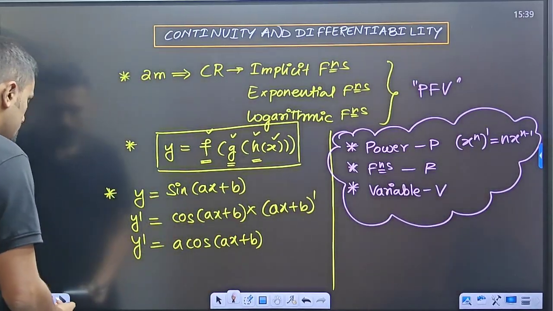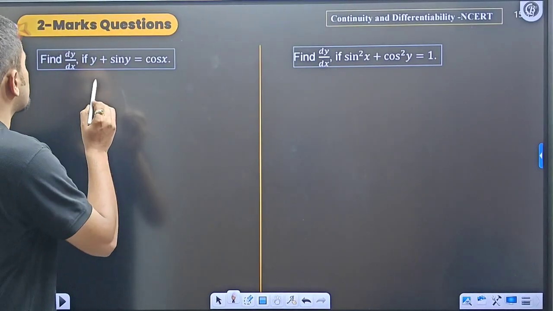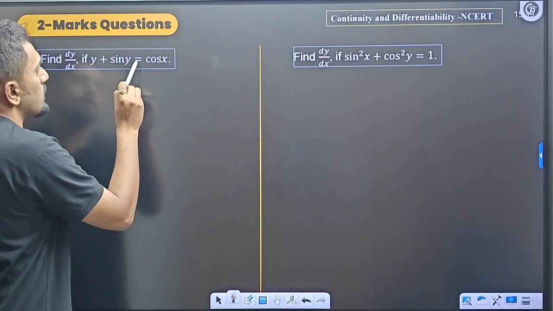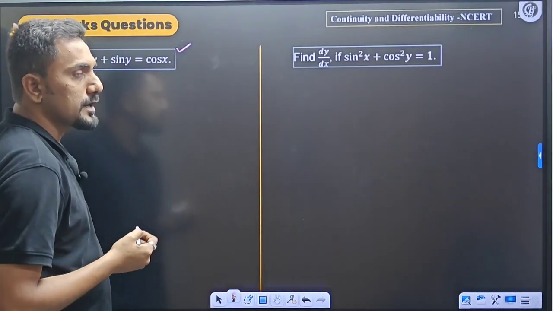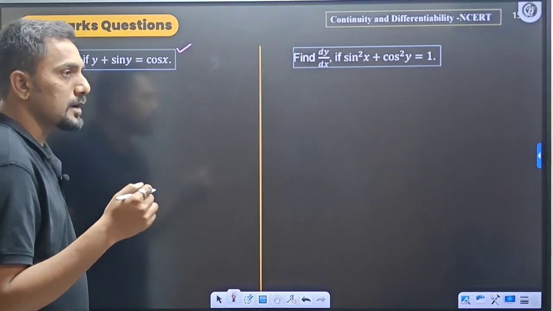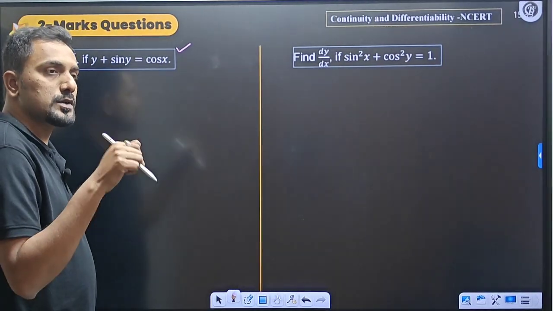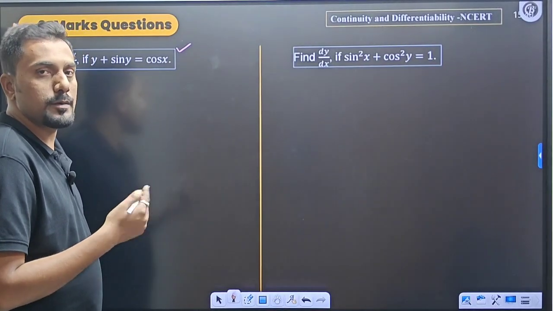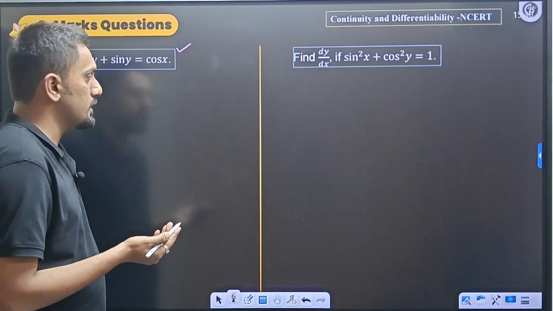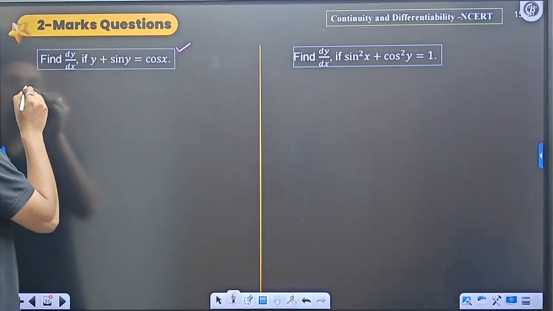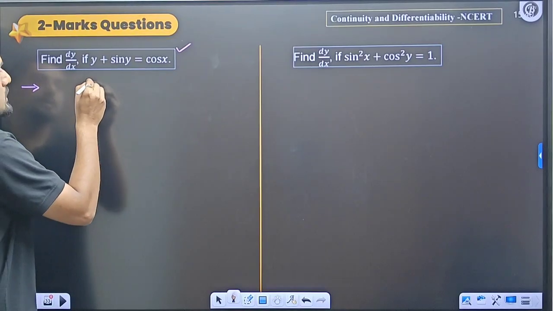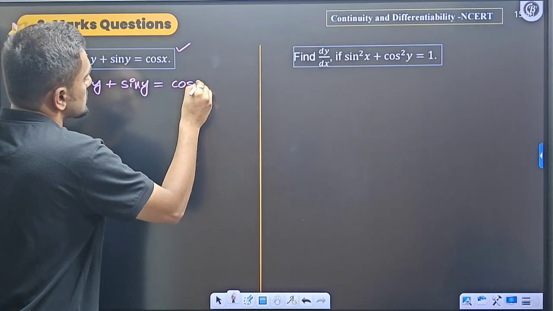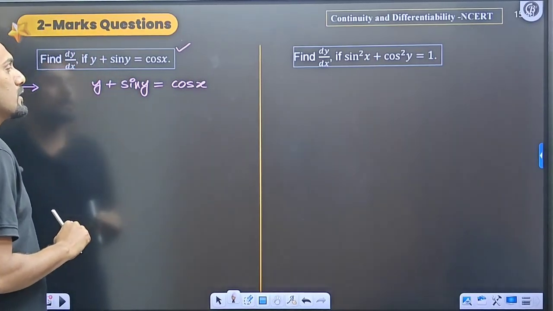So let us begin with some gunshot questions from this chapter. Firstly, it is given: find dy by dx if y plus sin y equals cos x. This is an implicit function. Okay, remember what an implicit function means: x is involved, y is also involved, and x and y cannot be written separately. It cannot be expressed separately. In that case we call that function an implicit function. So let me write the given function, that is y plus sin y equals cos x.